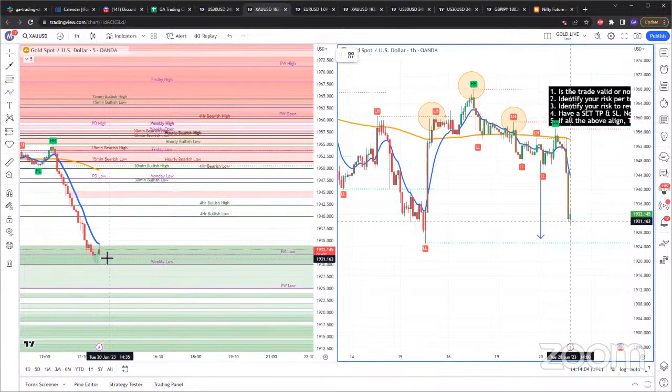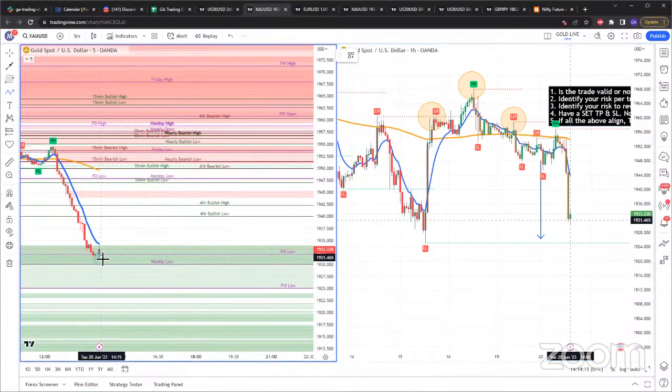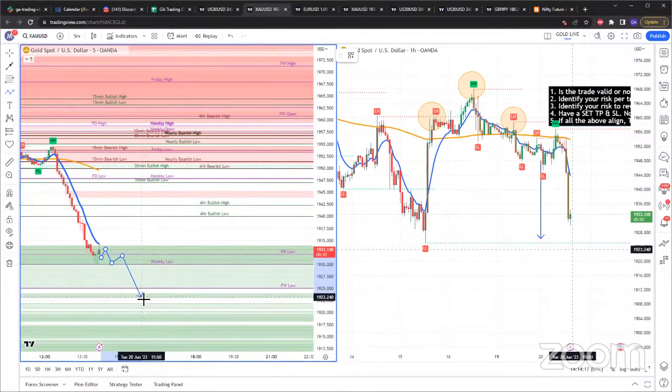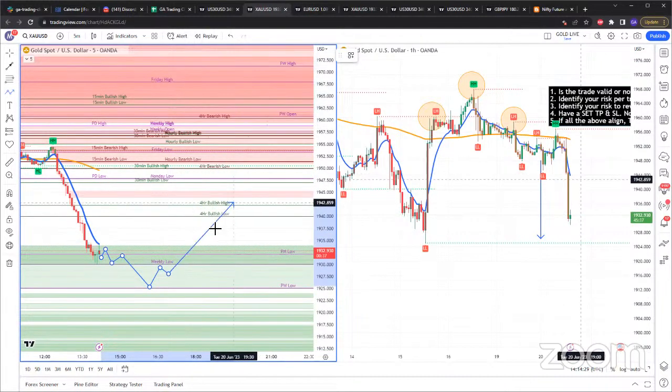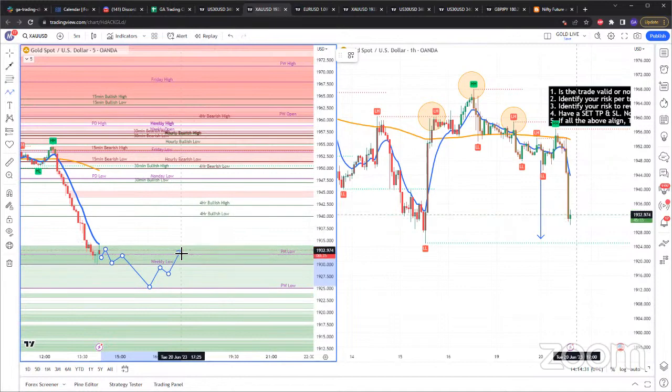This is a demand area. Looking at where price is at, probably something of this sort. It might come down to this 1923 area, but when we do get that reversal on gold, I will enter. So I'm guessing it will go down a little bit and then come back up, give us the reversal entry based off of the reversal indicator.